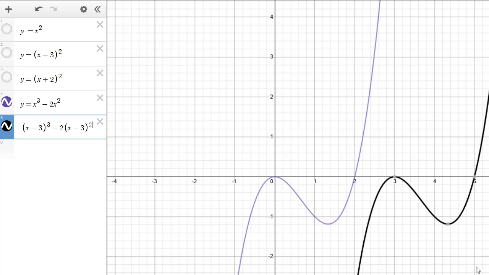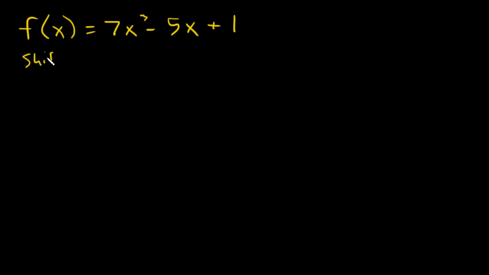I will now head back to the blackboard and do a few more examples of this. All right, so here we go. Okay, so let's do a function. Let's do f of x is equal to 7x cubed minus 5x plus 1. Okay? Let's say that I want to shift up by 13. How would I do that?